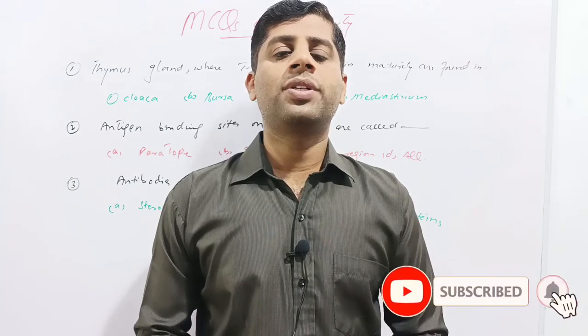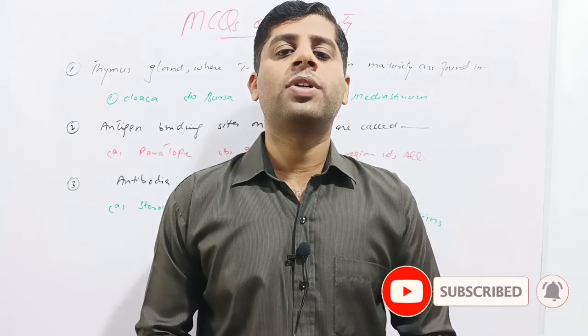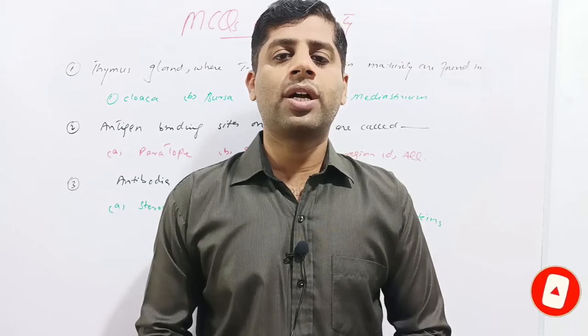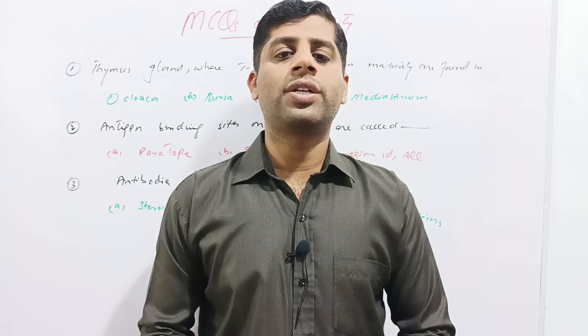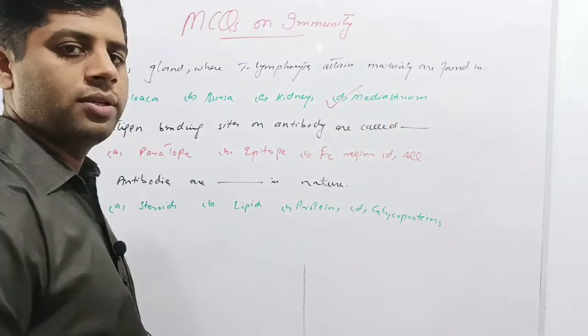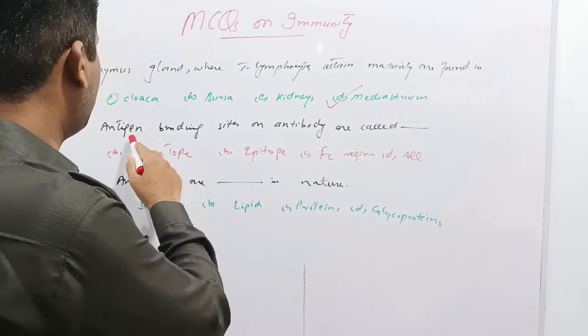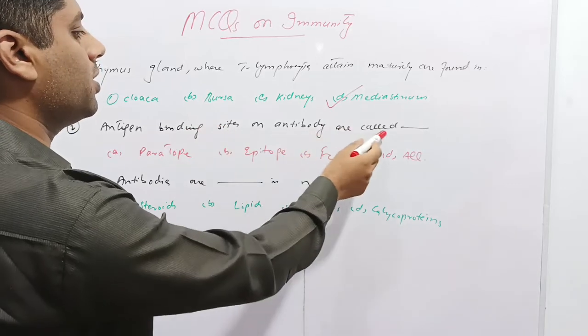Thymus gland is basically present in the mediastinum. The space between the two lungs in the chest cavity is called mediastinum. So thymus gland is located in the mediastinum where T lymphocytes are matured. D is correct. Next question is, antigen binding sites on the antibody are called.